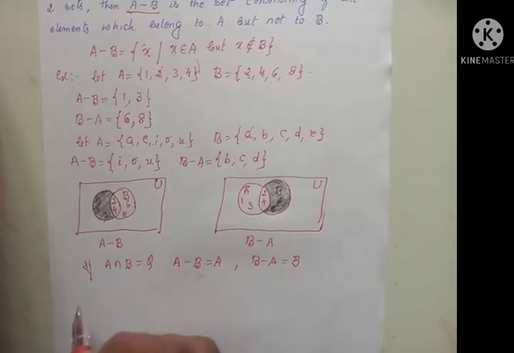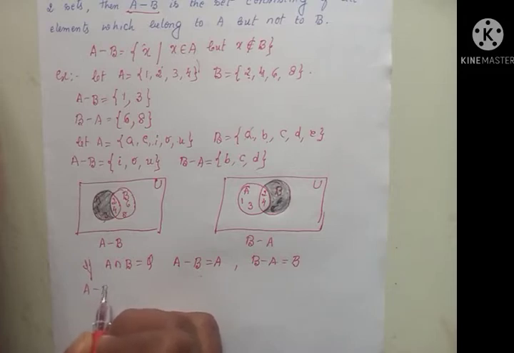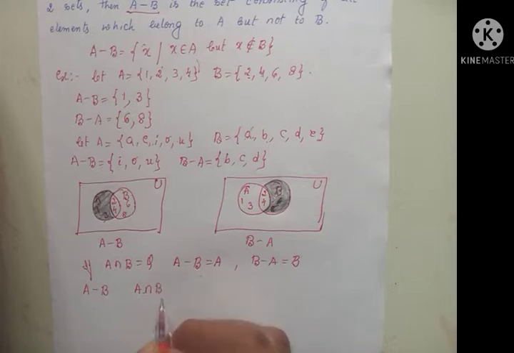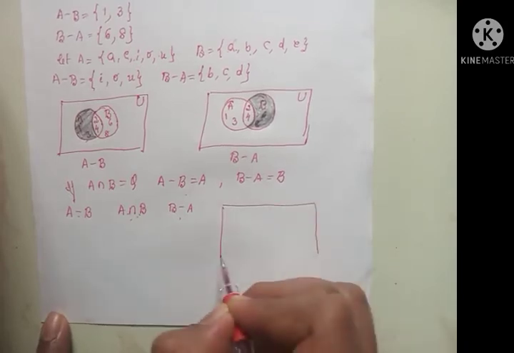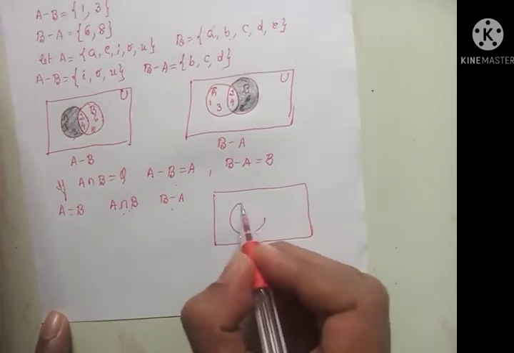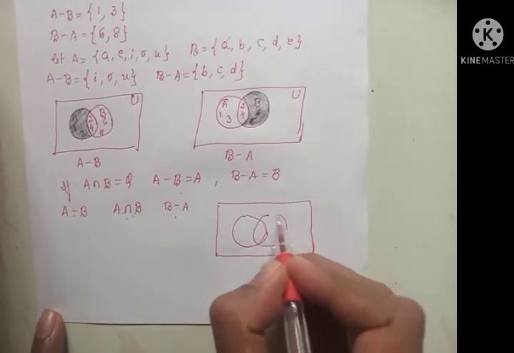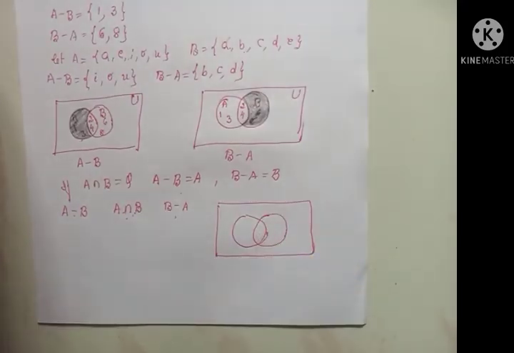Note that A minus B, A intersection B, and B minus A. There is no element common between A minus B and A intersection B, and there is no element common between A intersection B and B minus A. This is clear if I draw a Venn diagram of A intersection B. So I'll take it like this. This is A and this is B. What is A intersection B?